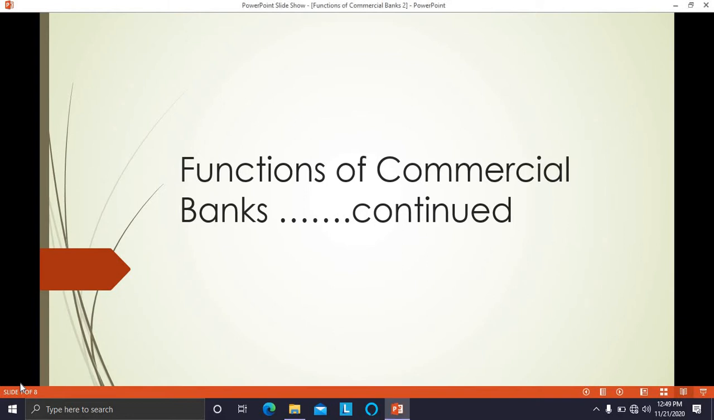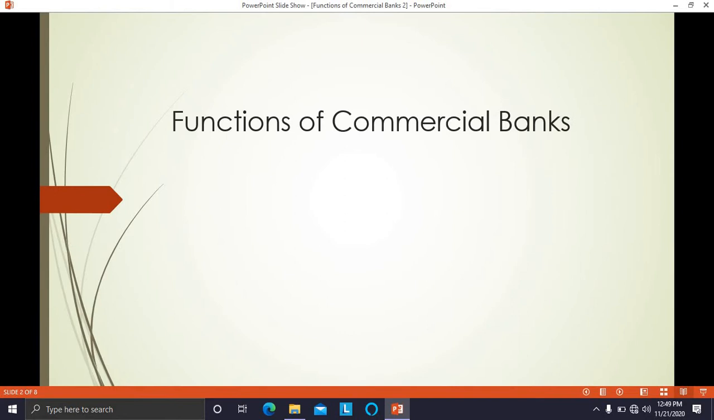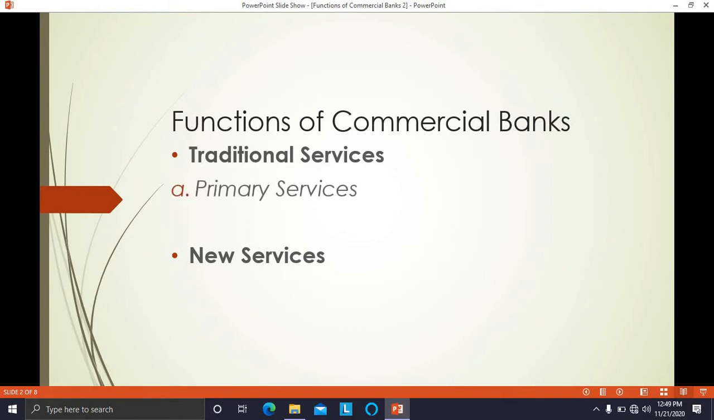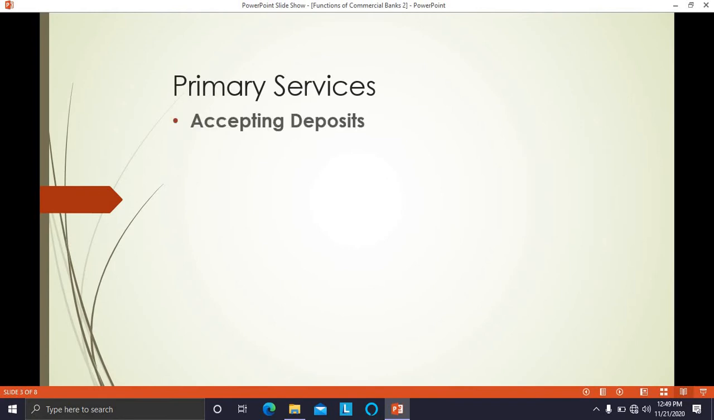Functions of commercial banks are basically divided into two types, that is traditional services and new services. Traditional services are again classified into two types, that is primary services and secondary services. Now, what are the main primary functions of commercial banks? The main function is accepting deposits and giving loans and advances. That means lending the deposits, lending the loans.